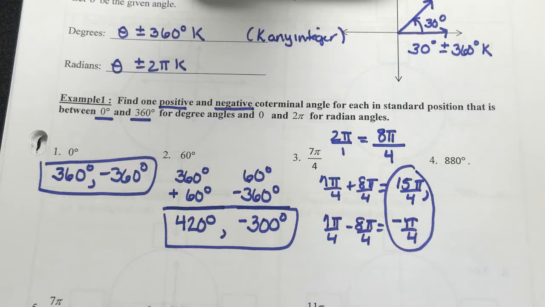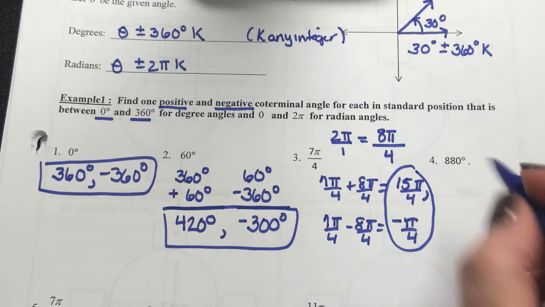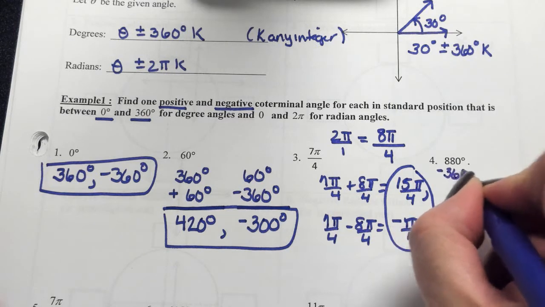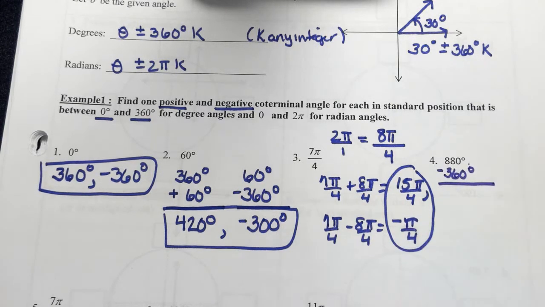Now notice 880 degrees. It's not between 0 and 2 pi. So what we're going to do is we're going to start subtracting 360. What's 880 minus 360? 520.